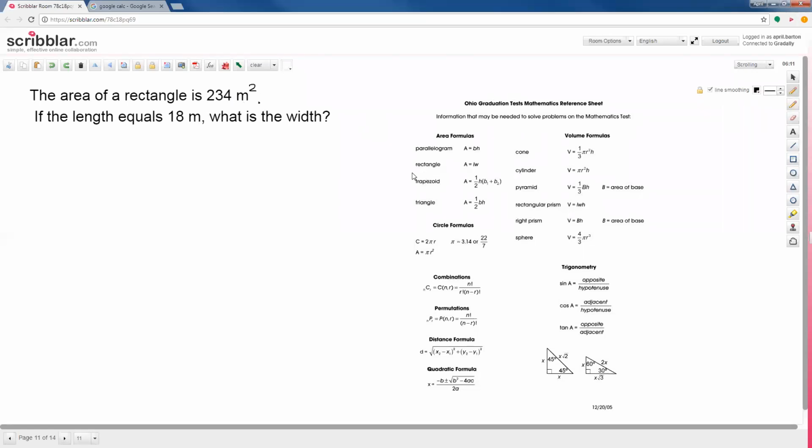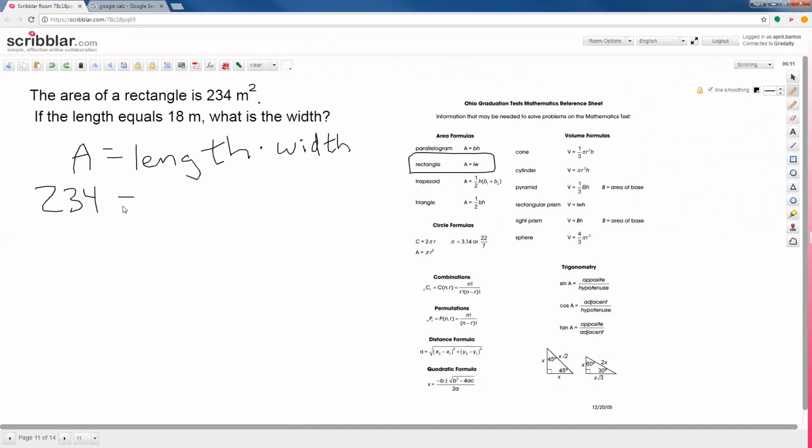So we still go to that formula for a rectangle. Area equals length times width. And we plug in what we know. This time we know the area. A is 234. And we know the length, but we do not know the width. That's going to stay as a variable.